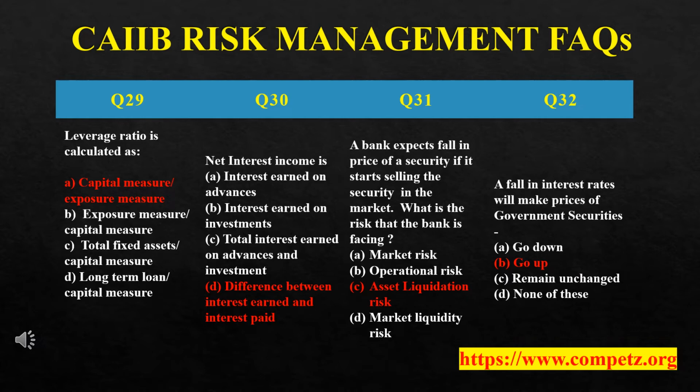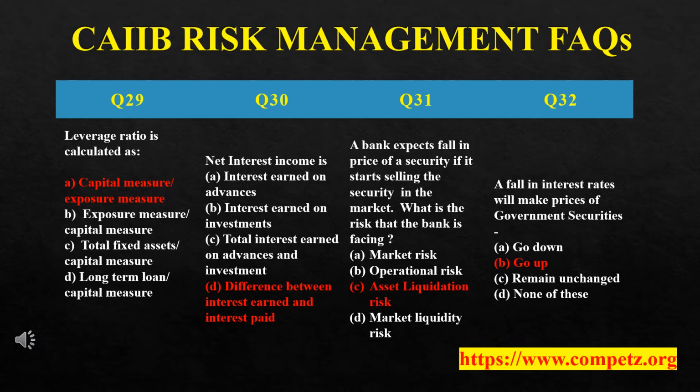Okay. The next question: a bank expects fall in price of a security if it starts selling the security in the market. See the question, just think the question first. A bank expects fall, means reduction in the price of a security if it starts selling the respective security in the market. So what is the risk that the bank is facing now? There are 4 risks mentioned here. You can see in the screen. There are 4 risks.